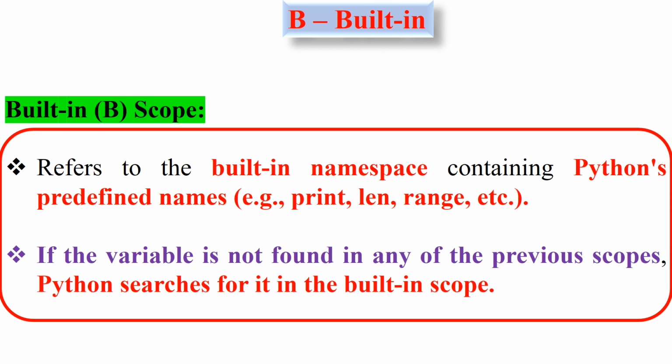The LEGB rule helps Python determine the correct variable to use, ensuring that names don't conflict and that each variable is taken from the appropriate scope. If Python cannot find the variable in any of the above scopes, it will raise a name error indicating that the variable is not defined.